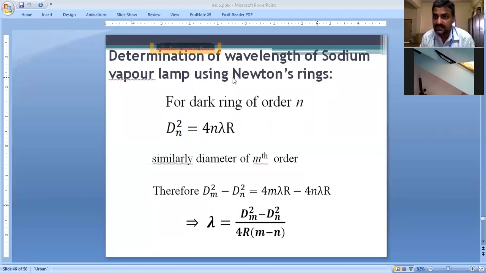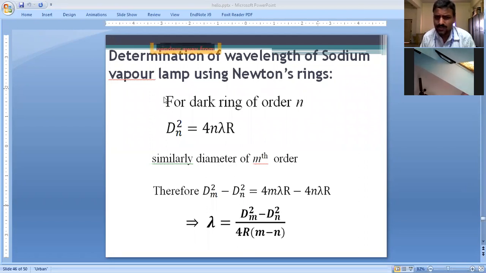Monochromatic: please try to understand. Mono means single, chrome means color. So single color is layman language. In science, we say single wavelength. So lambda is constant, lambda is not varying. If you have a source with a constant, single wavelength, not multiple wavelengths, then you say that it is a monochromatic source. So using Newton's rings, you can measure the wavelength of a monochromatic source.